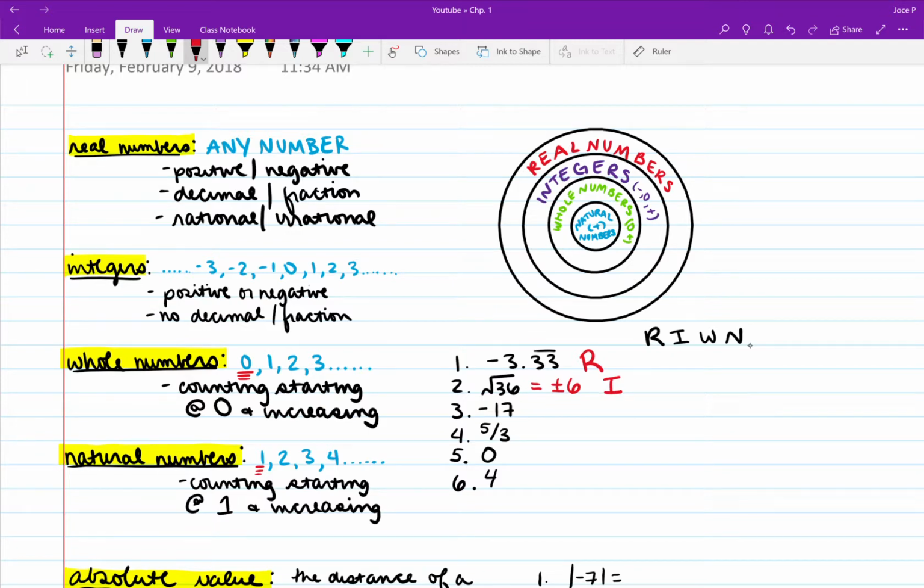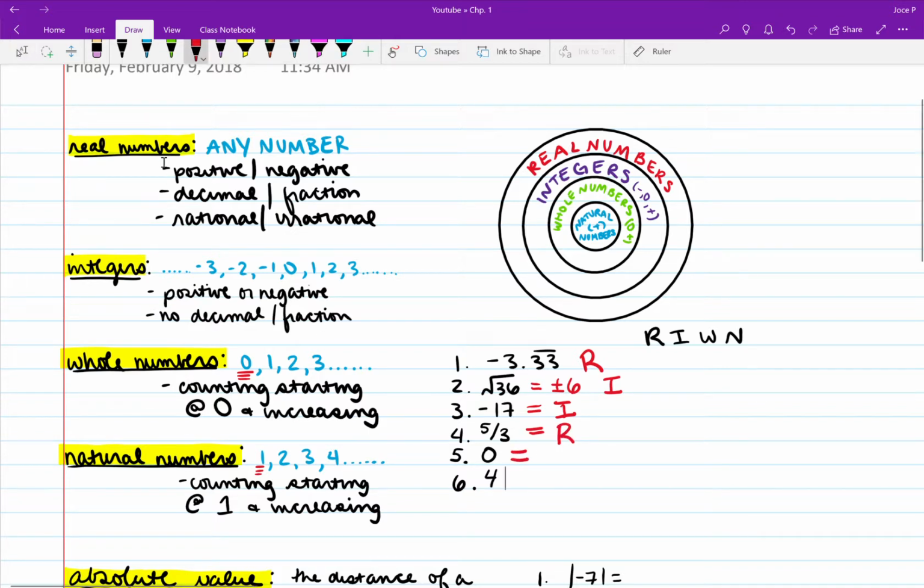Next we have -17. Is it real? Well, it's positive or negative, it has no decimal or fraction. But is it an integer? It's positive or negative, no decimal or fraction. Looks like that is an integer. We're trying to find the innermost circle that it could possibly be in. Next, -5/3. Well, positive or negative, it could be a decimal or a fraction, but the next ring is integers, which says you're not allowed to have a decimal or fraction. So -5/3 is a real number.